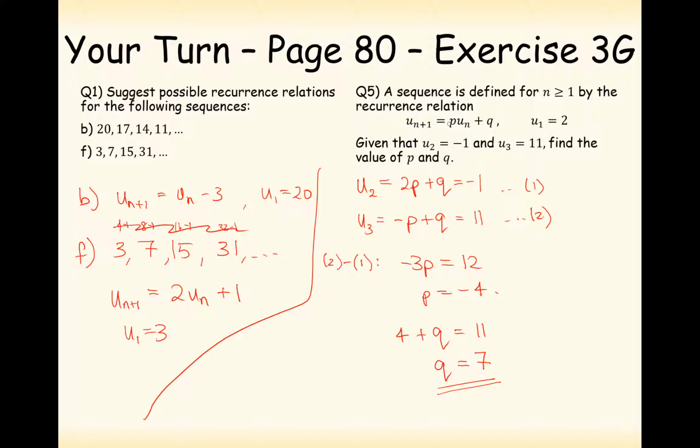So let's just check that this formula works. In this case here, we've got un plus 1 is equal to minus 4un plus 7. Substitute in the number minus 1, and we're going to get minus 4 times minus 1 plus 7. And in this case, it's going to give us 4 plus 7 is 11. Oh, perfect. The formula does work.